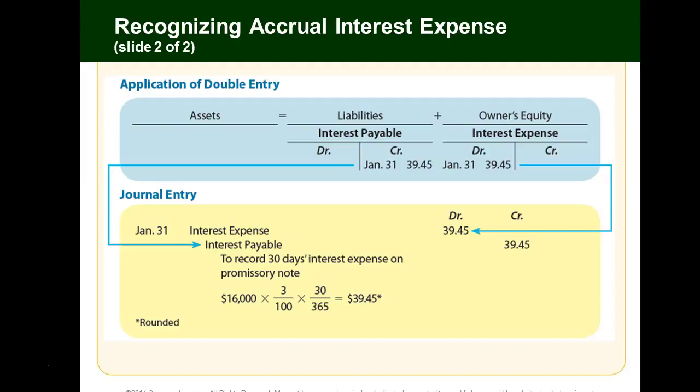So, think about this. Even though we're not going to pay it for 30 more days, we still need to record it in the period in which it was accrued. So, we need to figure out our 3% on our $16,000 times 30 over 365 days. Or that month, we showed $39.45 in interest. So our interest expense increased and our interest payable increases because we didn't pay it yet. We were accruing that payable. Okay?